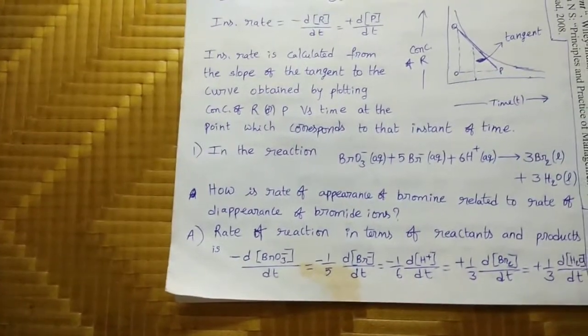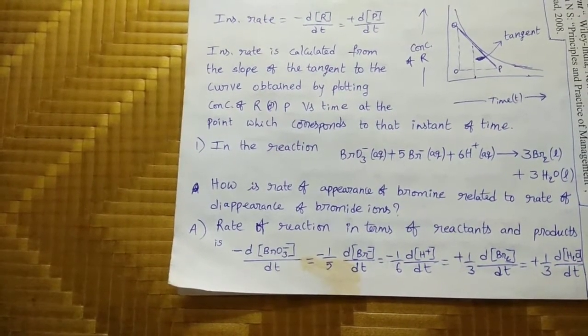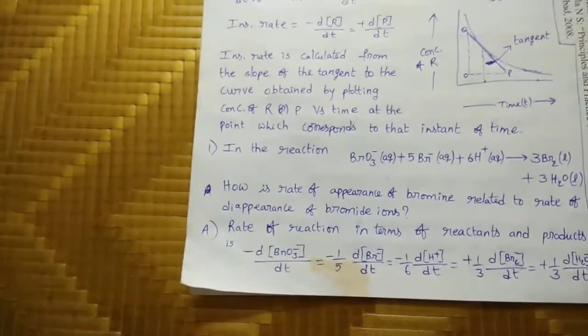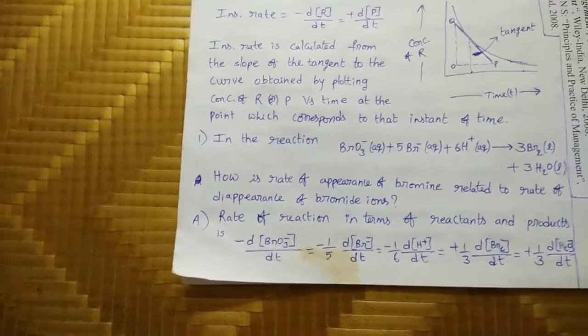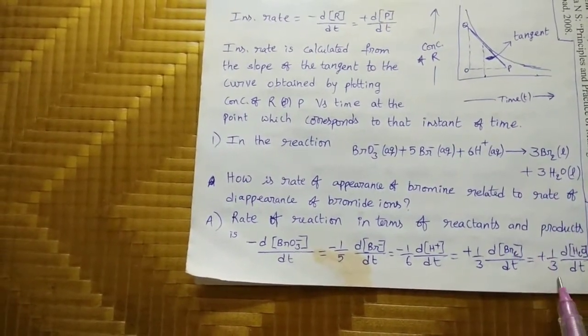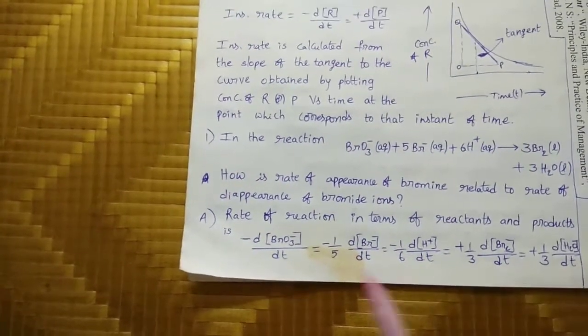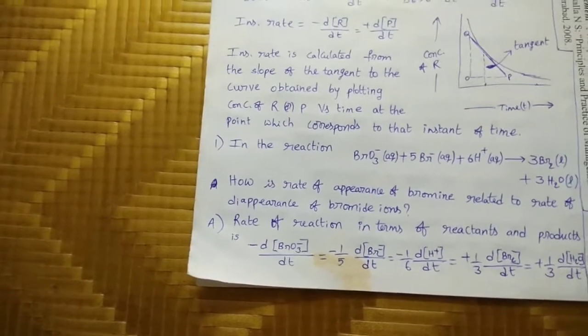Now come to the products. 3Br2. With respect to Br2, the bromine product, if we want the rate of reaction, we should divide by 3. And with respect to H2O, if we want the rate of reaction, then also we should divide by 3. So in terms of reactants and products, this is the rate of reaction.